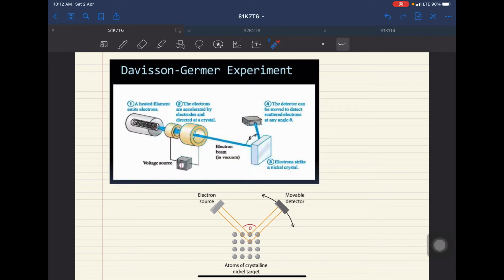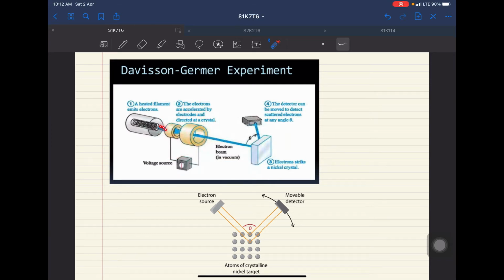That's why it happens in vacuum. So heated filaments emit electrons. Basically, when you heat up the filament, electrons get excited and are emitted, and then they are accelerated and directed at the crystal. This is the part where some potential is actually applied.